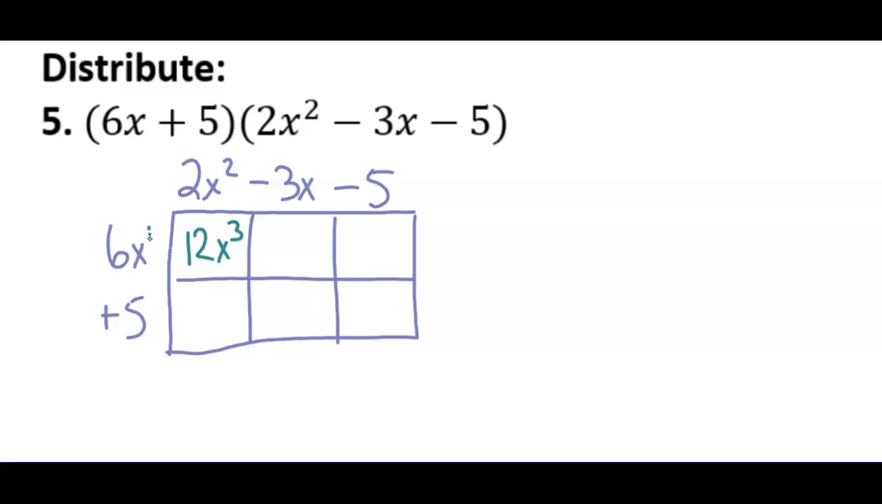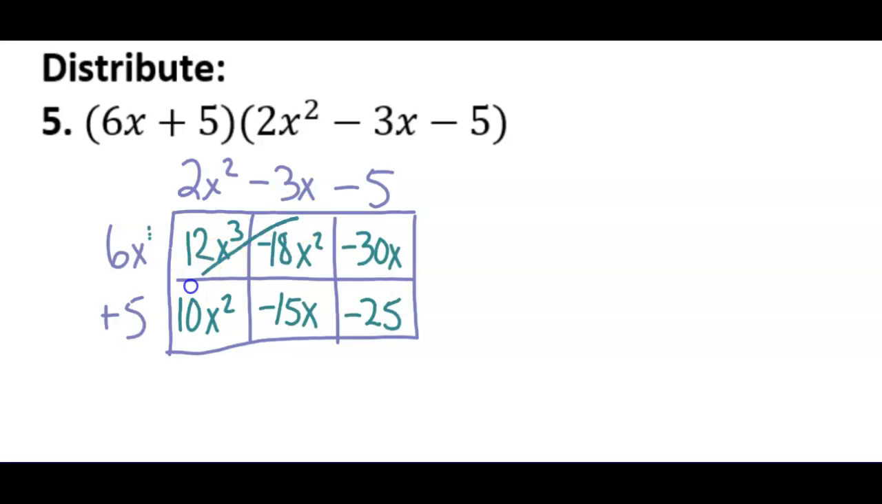6 times negative 3 gives me negative 18x squared. 6x times negative 5 gives me negative 30x. And then I need to go to my 5. 5 times the 2x squared gives me 10x squared. 5 times negative 3 gives me negative 15x. And 5 times negative 5 gives me negative 25.